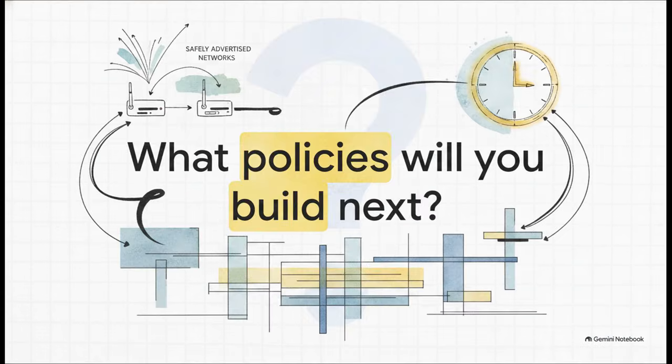So, look at what you've done. You've entered the BGP process, successfully peered with an external ISP, safely advertised your networks, and verified the device state. Amazing! Now that you have the foundational tools to route the internet and verify your network, what policies will you build next?